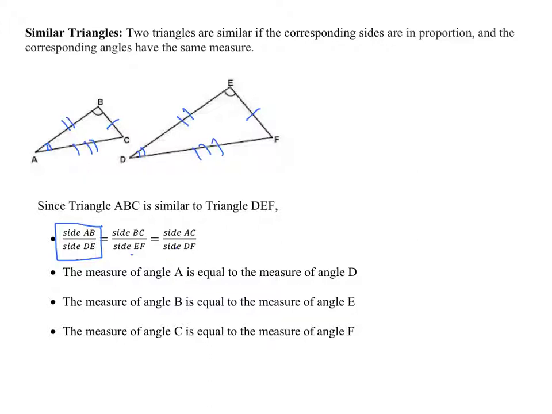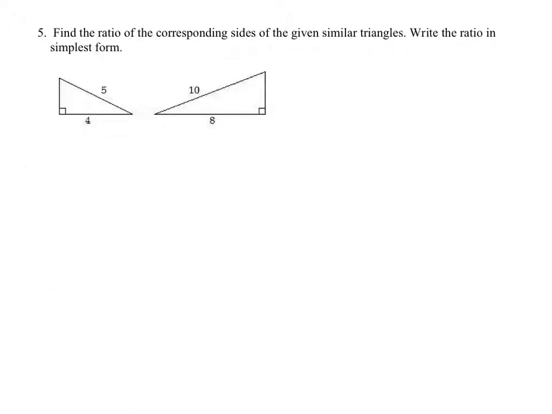The measure of angle B is equal to the measure of angle E, and last but not least, the measure of angle C is equal to the measure of angle F. So the corresponding angles are equal, the corresponding sides are in proportion. Let's do the next problem.